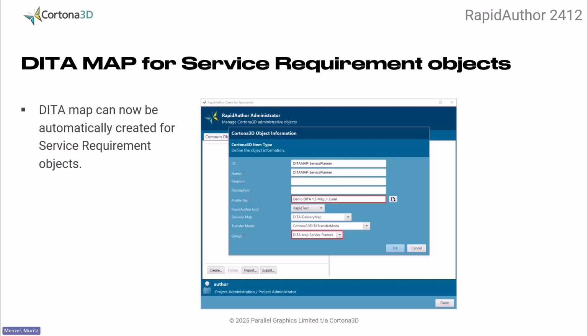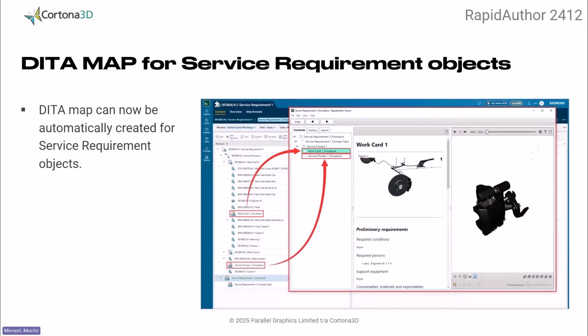DITA MAP can now be automatically created for service requirement objects. This can be done by creating a new item type, DITA MAP Service Planner, where DITA MAP is selected for a profile and DITA MAP Service Planner is selected for a group. Then the publish command will search for all DITA topics located inside the service requirement object and will generate the DITA map from these topics. The resulting DITA map is displayed here.